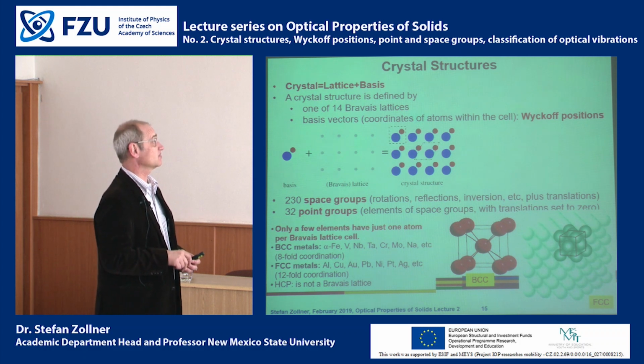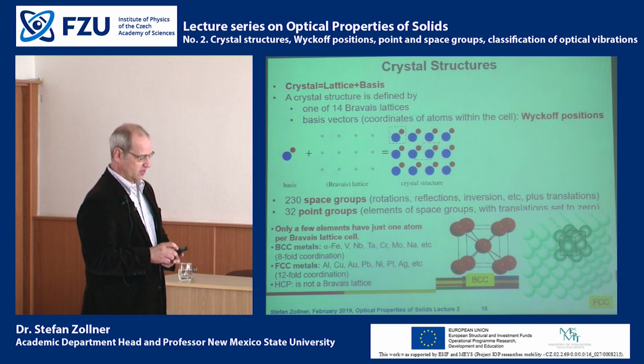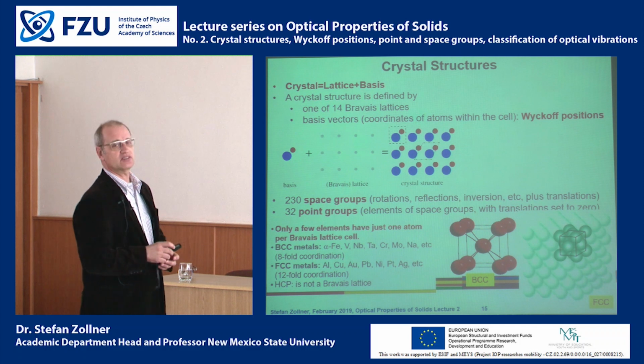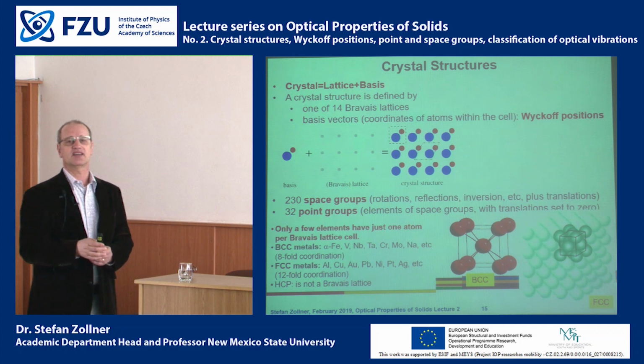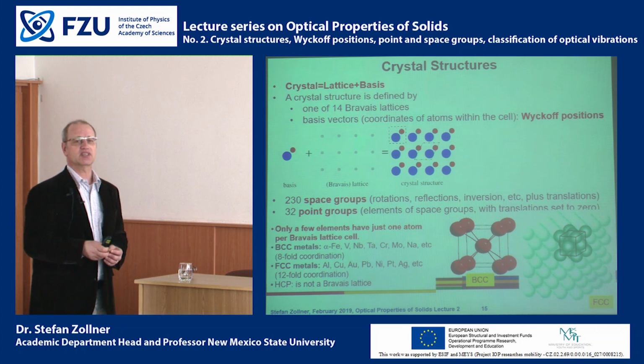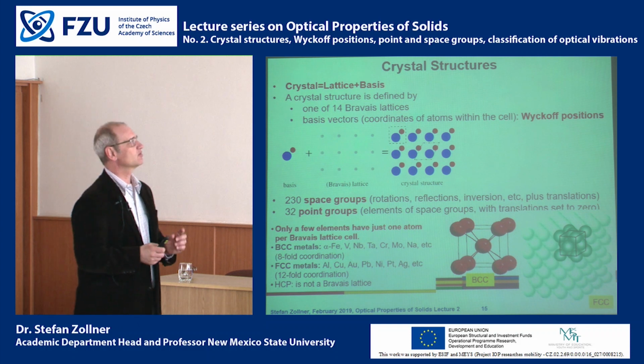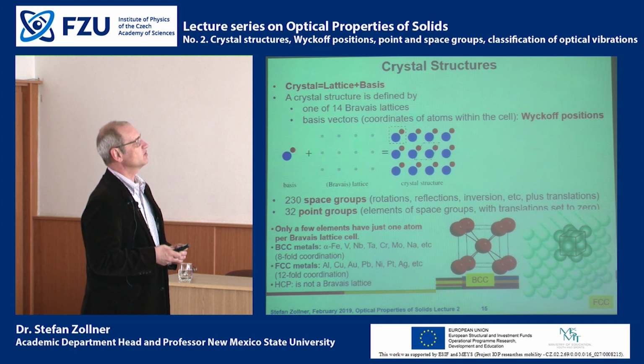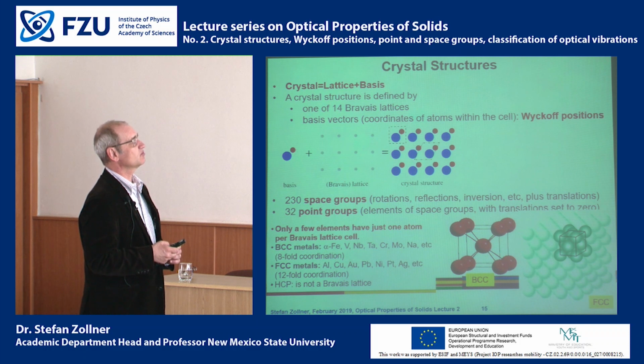So the first question we can ask is, are there any real crystals which have a basis that consists of only one atom? Well, obviously that must be an element because I have only one atom. And there are quite a few elements which have just one atom per Bravais lattice cell. And these are the BCC metals and the FCC metals.